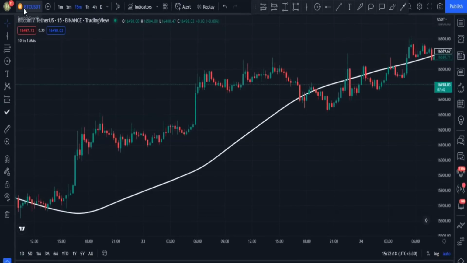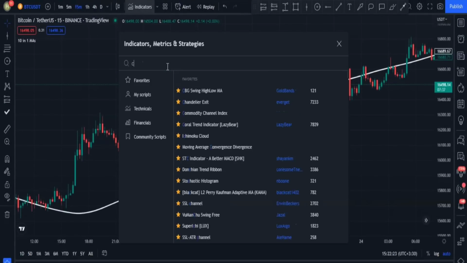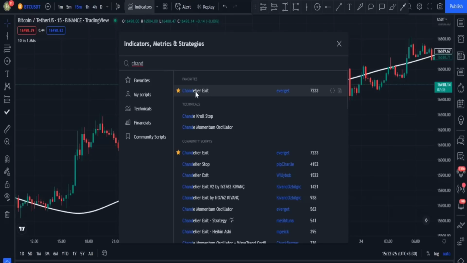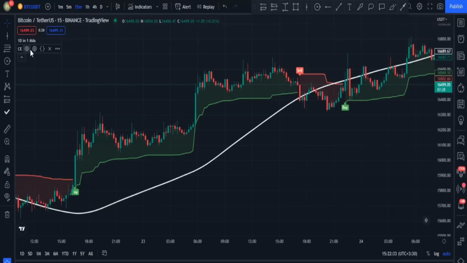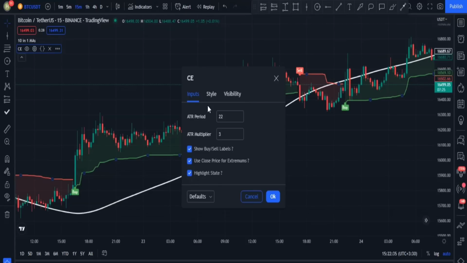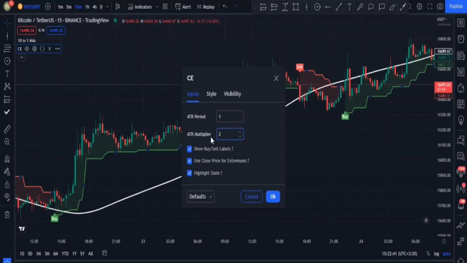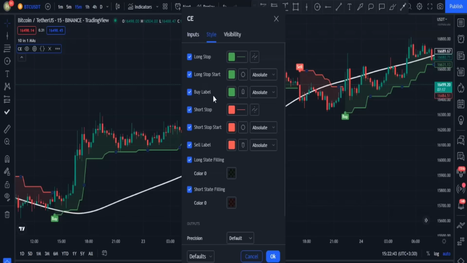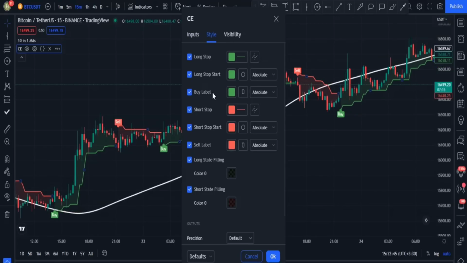I open the Bitcoin USDT currency pair chart, then in the Indicators tab, I search for Chandelier Exit and add this indicator, which is made by Everget, to my chart. Next, I open its settings and in the inputs, I change the ATR period option to 1 and set the ATR multiplier to 2. Then in the Style tab, we only need the buy label and sell label options and the rest should be disabled.